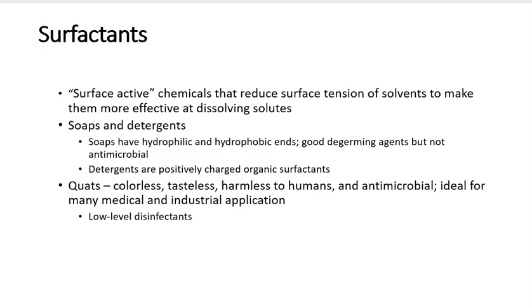Surfactants. A surfactant is something that basically reduces the surface tension of something. Like if you wet your hands and put your hands together and try to pull them apart, it's harder to pull them apart because the water has this surface tension. Surface tension is what allows a little insect to walk over the top of water. So if you can reduce that surface tension on the water or that solvent, it makes it more effective.